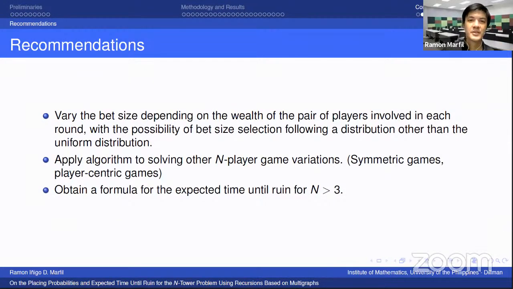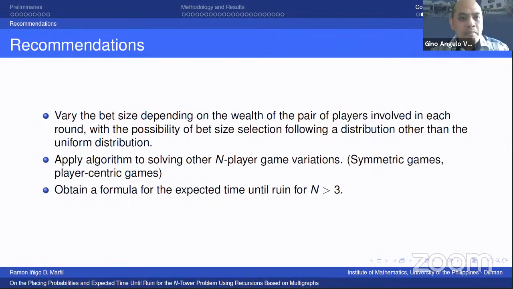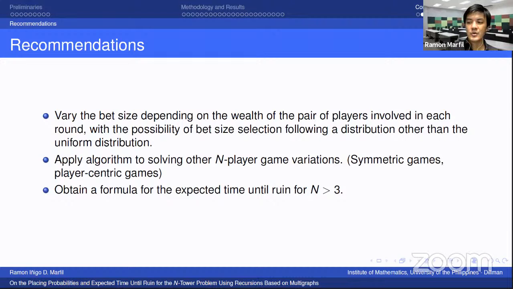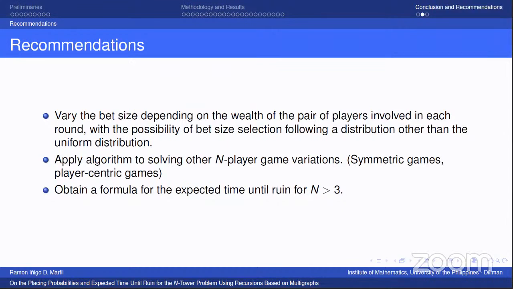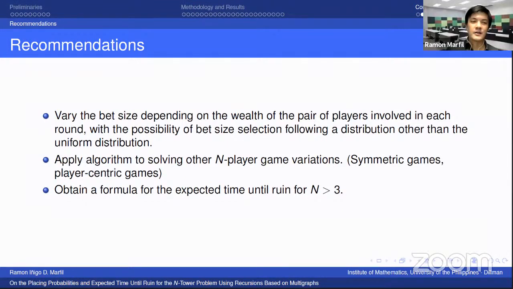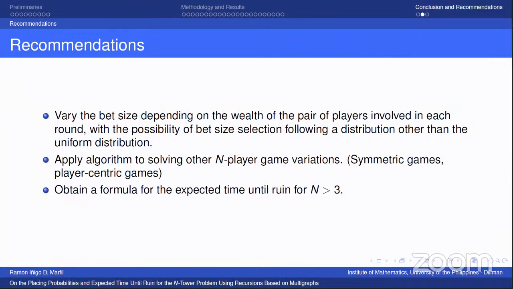Yung BRUS model kasi hindi nila kayang mag-solve ng placing probability. So hindi niya kaya mag-solve ng placing probabilities. Pero kung in terms of matrix sizes, sa pag-setup lang mismo ng matrices, mas maliliit yung matrices na nako-construct gamit yung model ko.